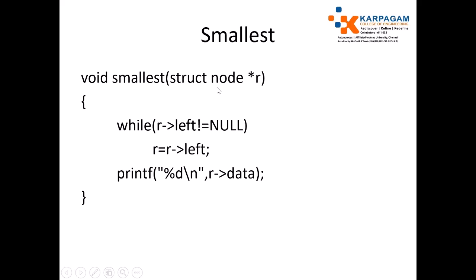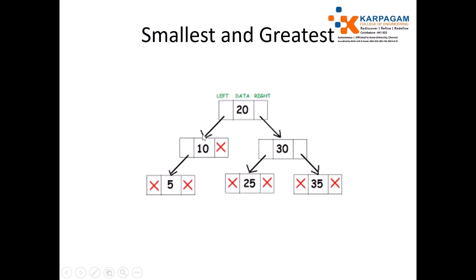Here is the code for finding the smallest element in the binary search tree. Smallest is a function which accepts the address of the root node. The address of the root node is available in the variable called R. For getting the smallest element in the binary search tree, I move to the leftmost end by using this loop. Inside the while loop, I check R of left not equal to null. If R of left is not equal to null, I can move. If it is equal to null, I can stop.